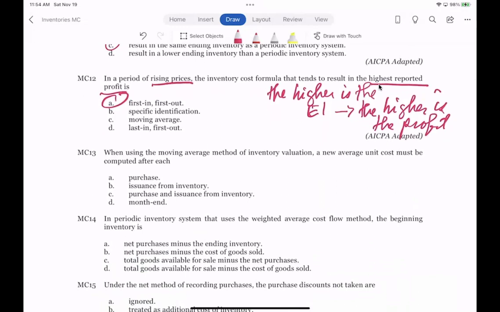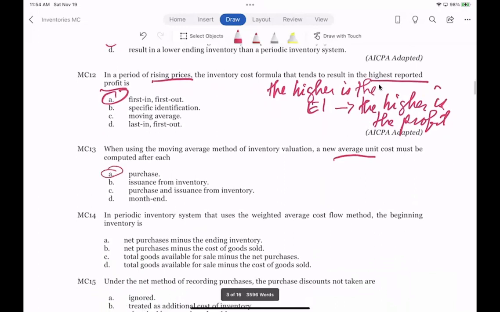When using the moving average method of inventory valuation, a new average unit cost. So when preparing a stock card, a new average unit cost must be computed after each receipt. So that is after each purchase.